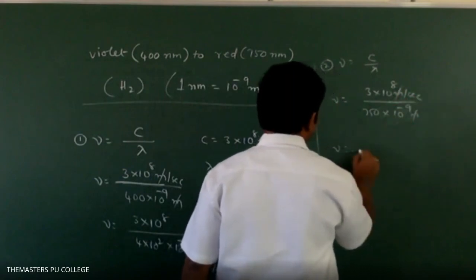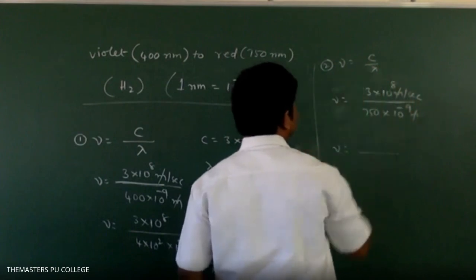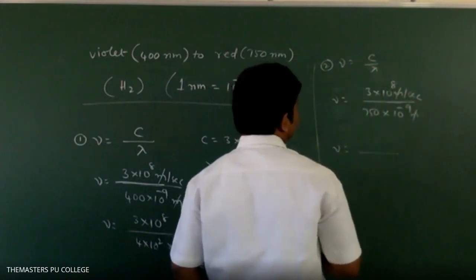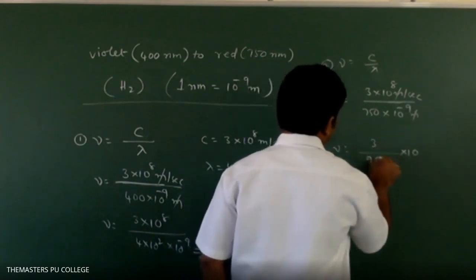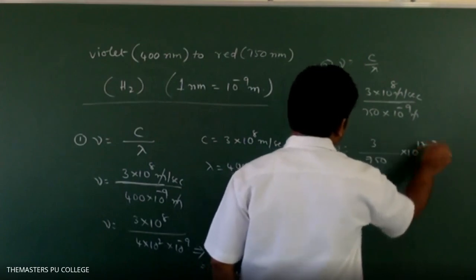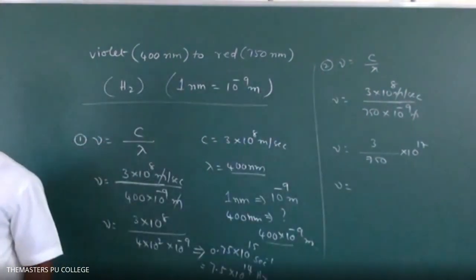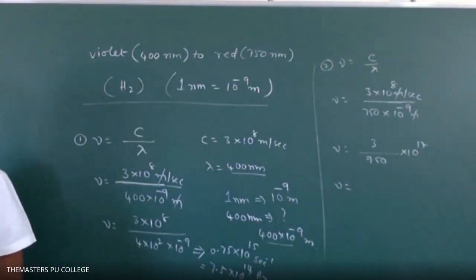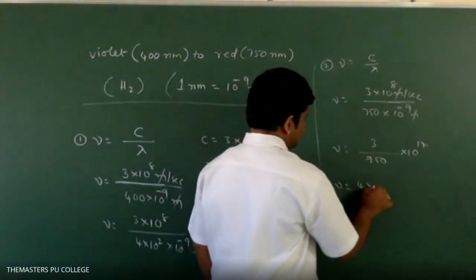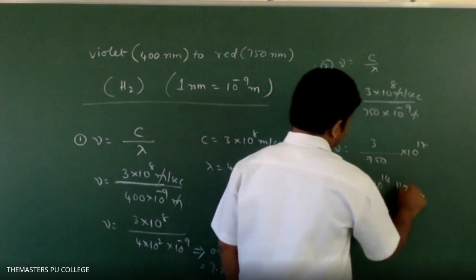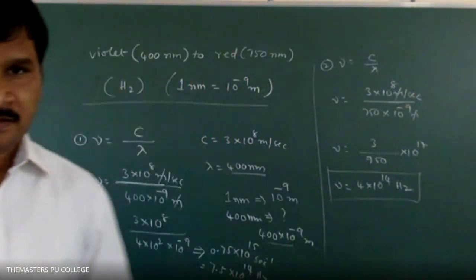Meters cancel. Nu is equal to 3 by 750 into 10 power 17, since minus 8 minus minus 9 gives plus 9, which makes 17. Nu is equal to how much? The final answer in scientific notation is 4 into 10 power 14. Yes, this is the answer. Correct?